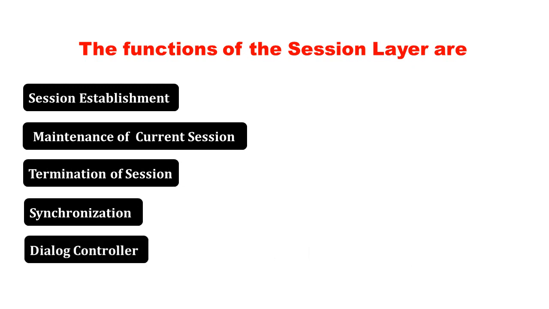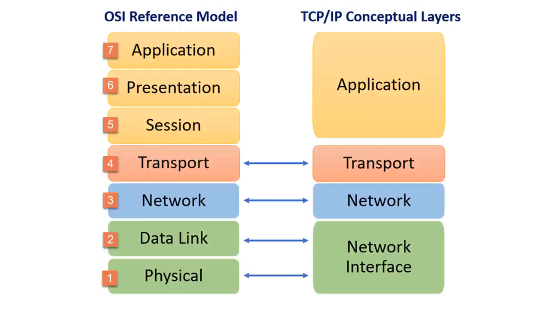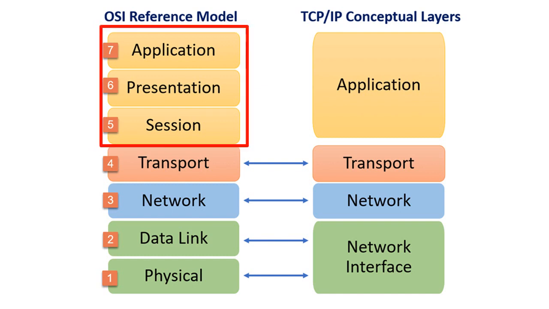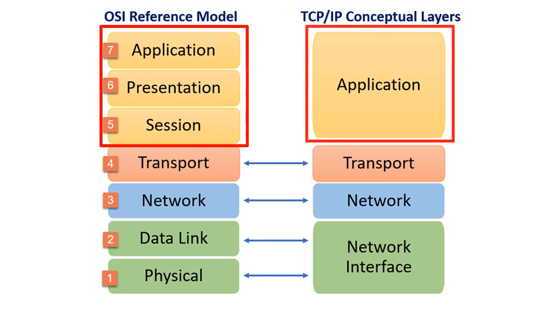Now let us discuss dialog controller. Two systems are allowed to start communication with each other in half duplex or full duplex by the session layer. We should remember one thing, that all these layers, including the session layer, are integrated as a single layer in the TCP/IP model as the application layer. Therefore, implementation of these three layers is done by the network application layer itself.